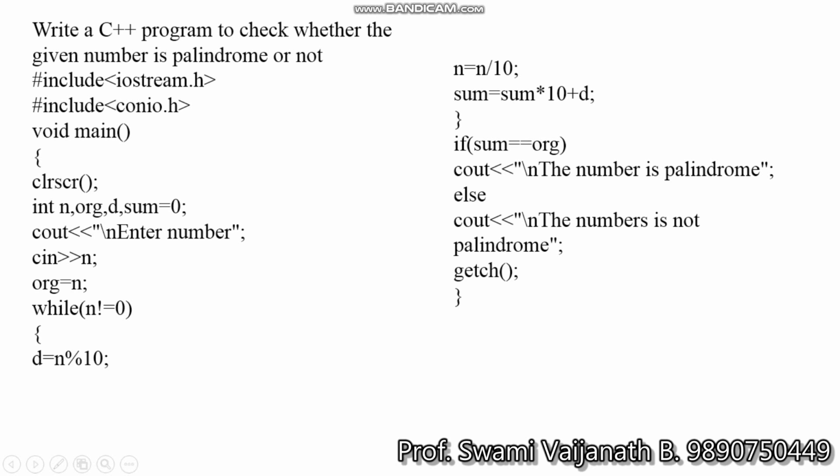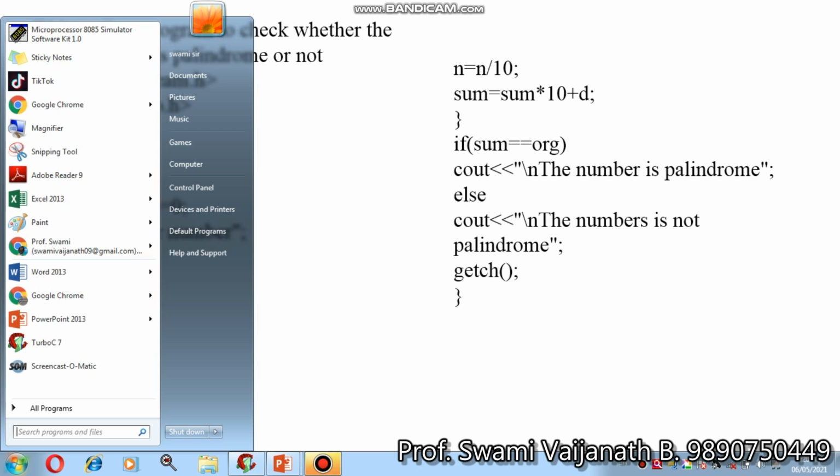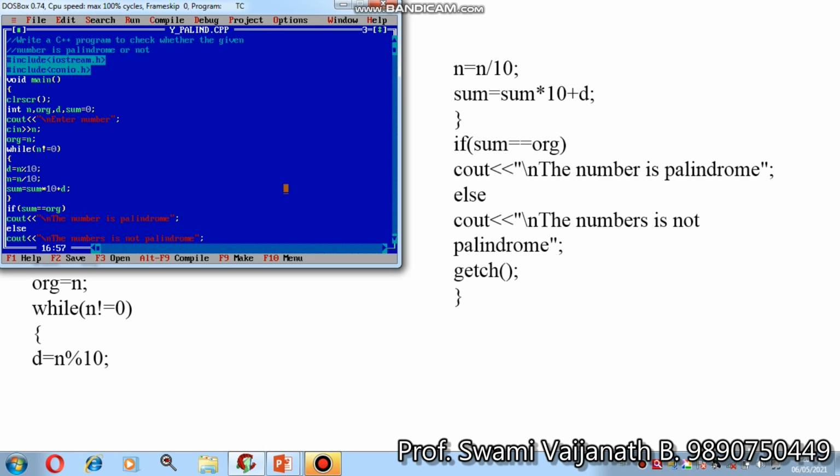And if sum and the original number are the same, then it is called a palindrome number. If sum and the original number are not equal, then the number is not a palindrome. With this logic, we see how it is implemented in the C++ compiler.